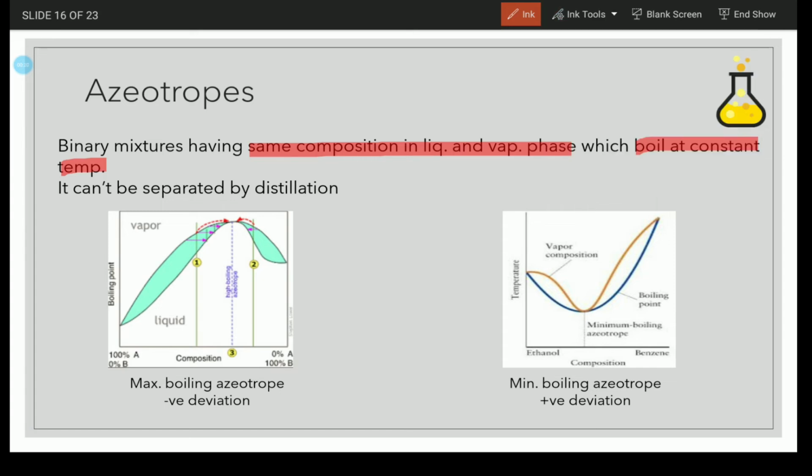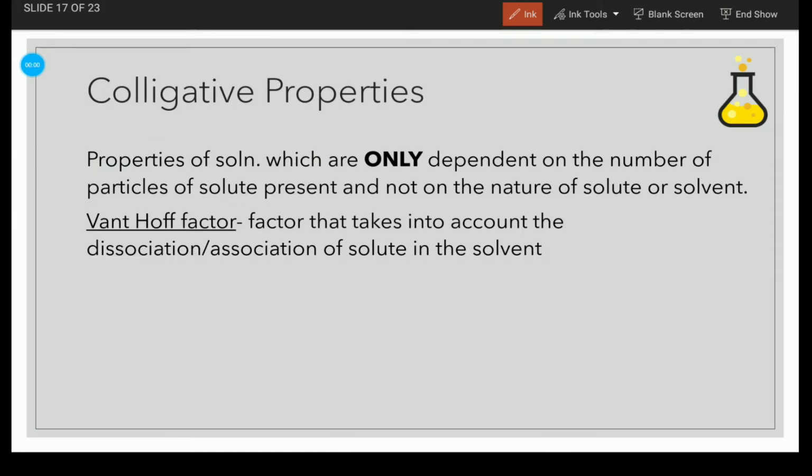There are two types of azeotropes. First are the maximum boiling azeotropes caused by negative deviation, and the second are the minimum boiling azeotropes caused due to positive deviation. Let us now talk about the colligative properties. This is the last and the most important part of this chapter.